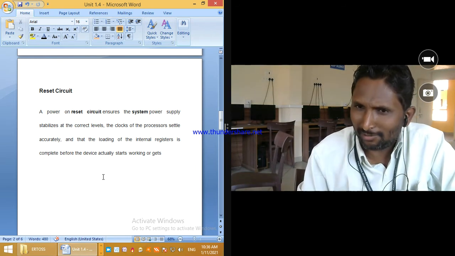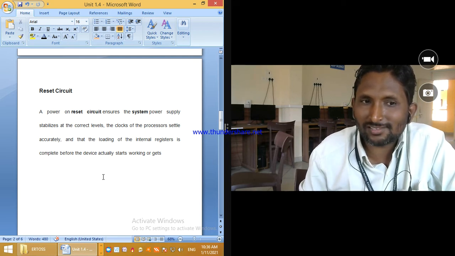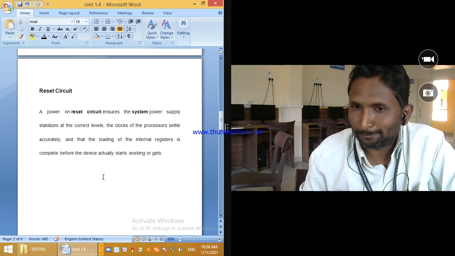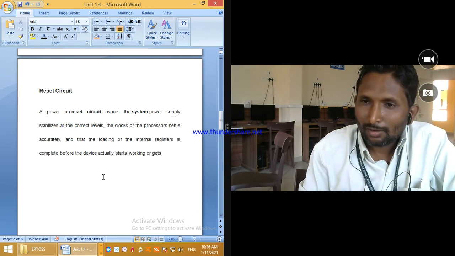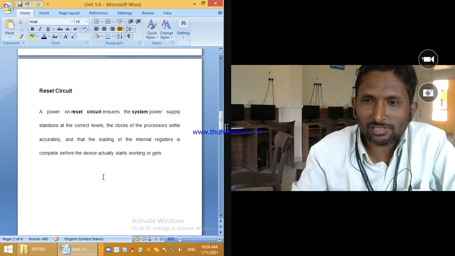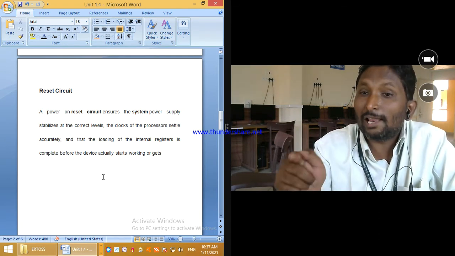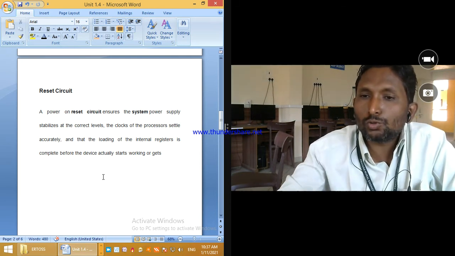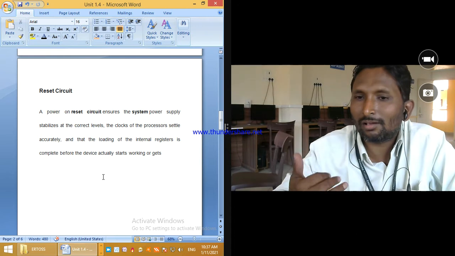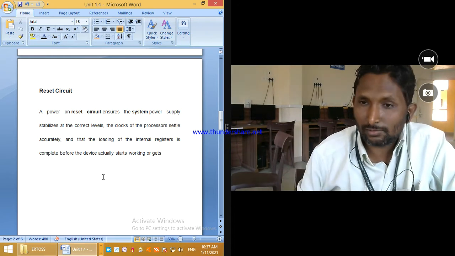It corrects the clock of the processor so it settles accurately. This is the second part mentioned in these 2-3 lines of the reset circuit. The clock of the processor settles accurately. The processor processes the system and the controller controls all the system with the help of clock, because the clock is sending the signals to the processor, and the processor and controller work according to those clock signals.